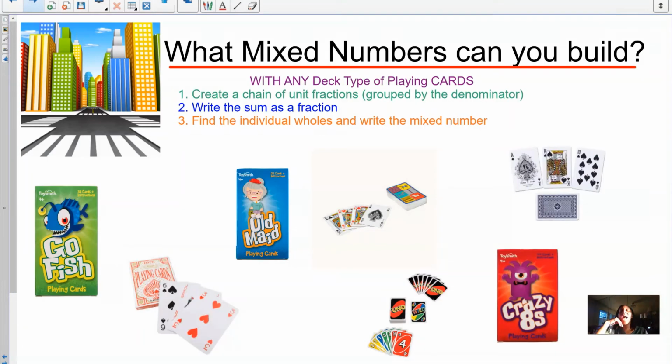Now I want you to take a moment, pause the video, and when you pause, you're going to go out and you're going to get a deck of playing cards. I don't care if it's Old Maid or regular playing cards or Go Fish or Uno cards. You just need a deck of cards, and I'm going to show you how to play the activity that we're going to do.